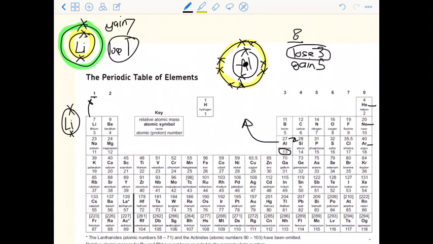What I'd like you to do on your paper now is to try to draw fluorine and try to figure out what would happen to fluorine if we did it the way we just did it with aluminum. So pause the video, give that a go.